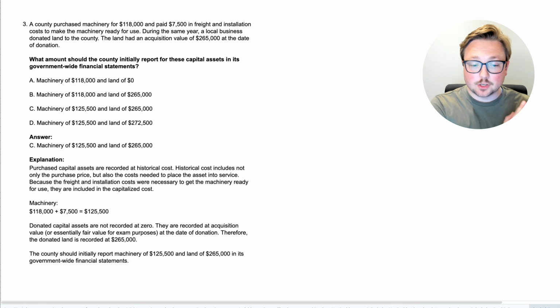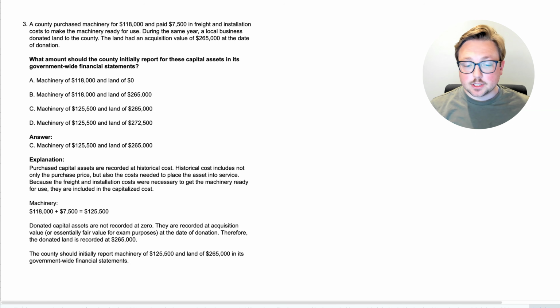However, now let's talk about donated capital assets. Donated capital assets are not recorded at zero. It's donated, and since you didn't have to pay anything for it, it's not like that counts as zero. You still have to record it as a capital asset. They are recorded at acquisition value, or essentially fair value for exam purposes. It's acquisition value, but you can pretty much think of it as the fair value at the date of the donation. Therefore, the donated land is recorded at $265,000.